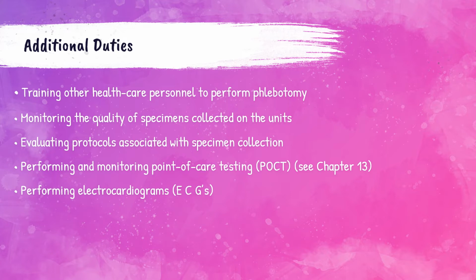Now, point-of-care testing are those that are performed outside of the laboratory, frequently at the patient's bedside. A really good example of a point-of-care test is a glucose level taken via a handheld glucose meter. Some phlebotomists may even be required to perform electrocardiograms on patients. And this is a simple procedure that requires electrodes to be placed on the patient's chest to record the heart's electrical signals. And this procedure can help to check for various heart conditions.